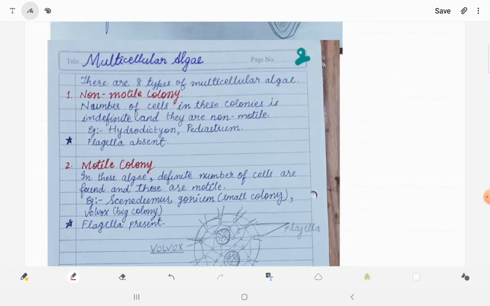First, non-motile colony. Number of cells in these colonies is indefinite. We cannot count them, and they are non-motile. Why they are non-motile? Because the flagella is absent. Example is Hydrodictyon and Pediastrum.